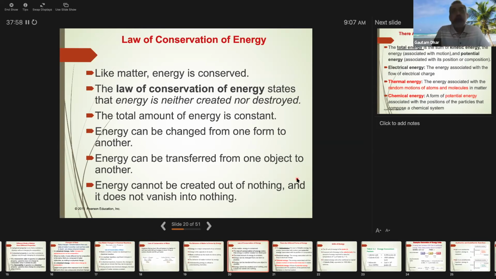So the law of conservation of energy states that, like matter, energy is conserved. So you cannot destroy or create energy. You can only change it from one form to another. Like if you have boiling water, that potential energy can run a turbine, which is mechanical energy, and the turbine in turn generates electrical energy. So you are converting one form of energy to another. You are not really creating a new form of energy or creating anything new.